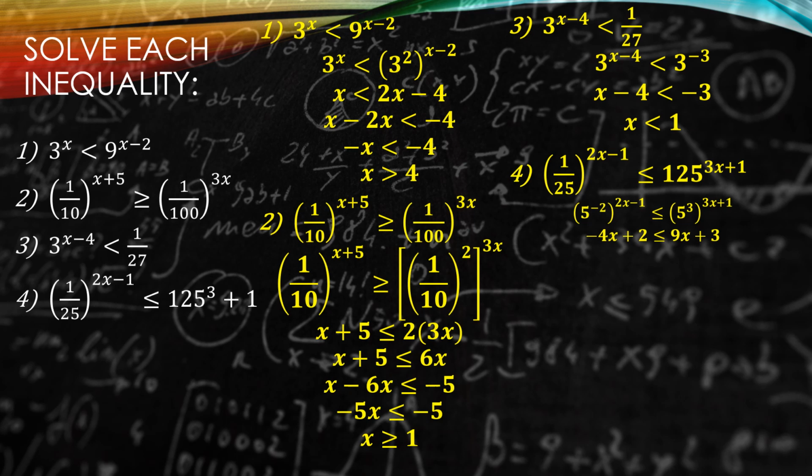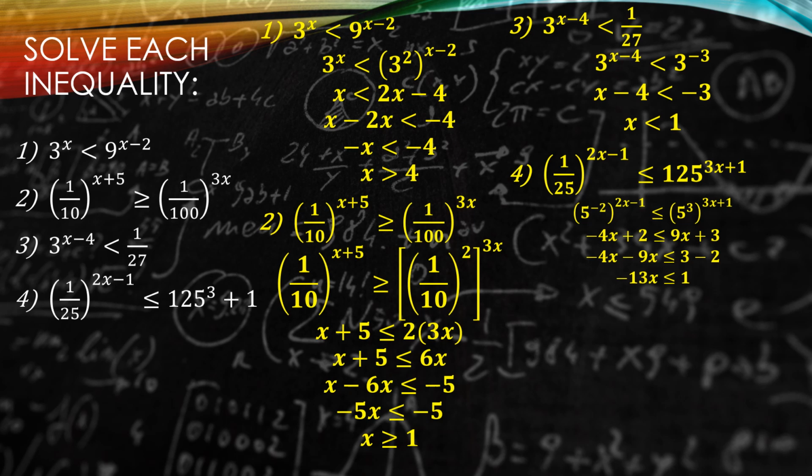So negative 2 times 2x, so that's negative 4x. Negative 2 times negative 1, the answer is positive 2, so naging plus 2. Less than or equal to, so 3 times 3x, that's 9x. 3 times 1 is 3. Okay, lagay natin lahat ng x dito sa left side, and yung number sa right side. So magiging negative 4x minus 9x is less than or equal to 3 minus 2. So, negative 4x minus 9x, the answer is negative 13x, and less than or equal to 1.